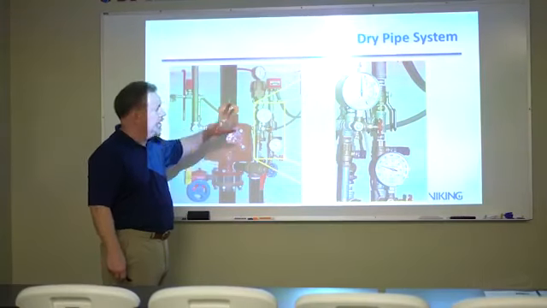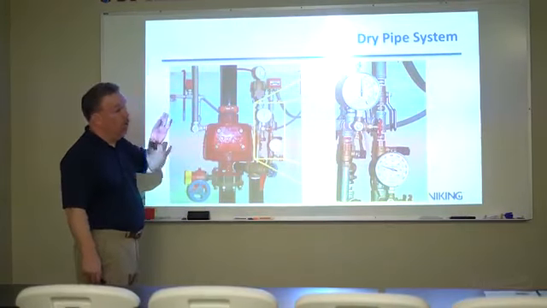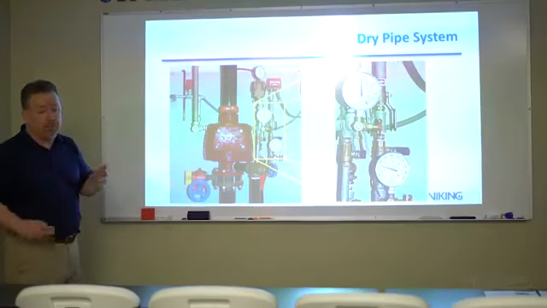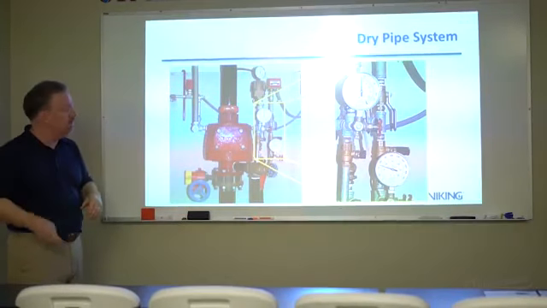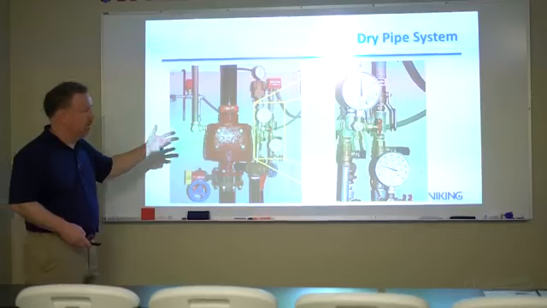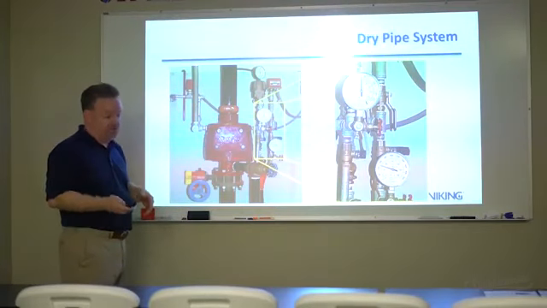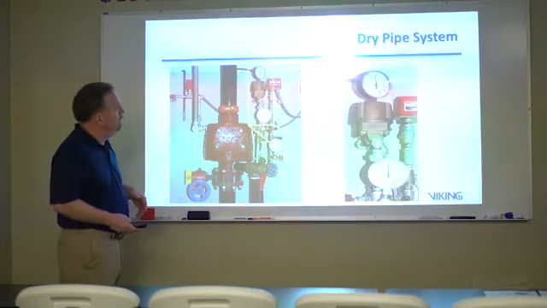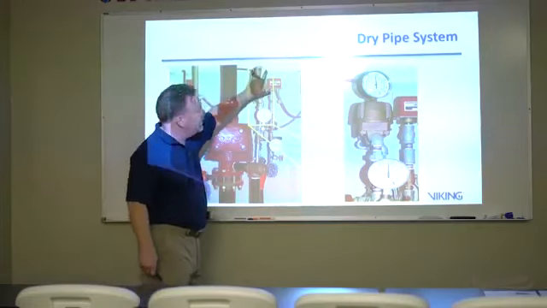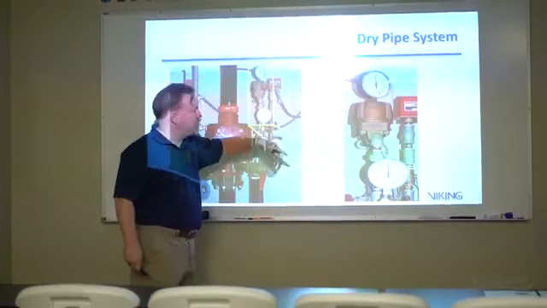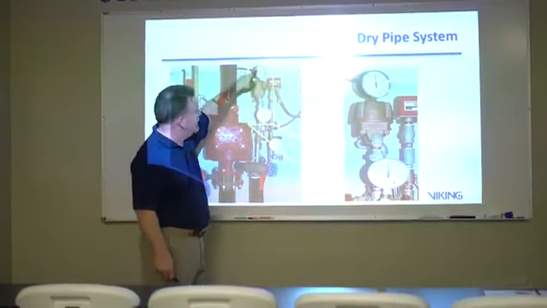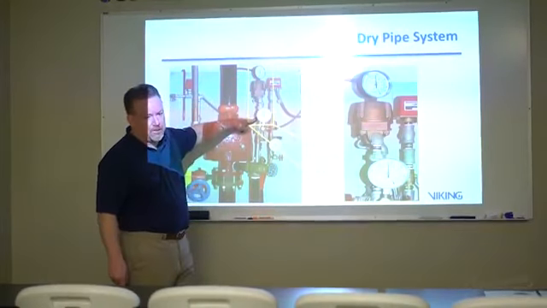So the air pressure gauge should always be reading lower than the water pressure gauge, and it depends on the ratio the valve is designed for. And then this is an accelerator here, and I'm going to show you how this works in a moment. But the accelerator's gauge should read the same as the air pressure gauge.